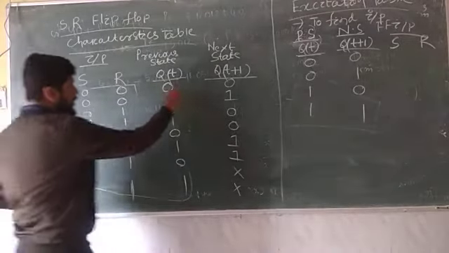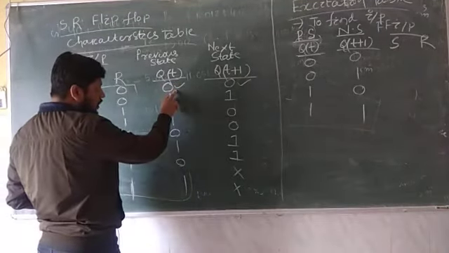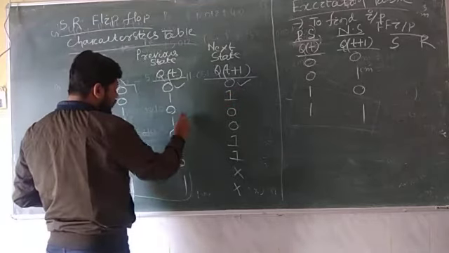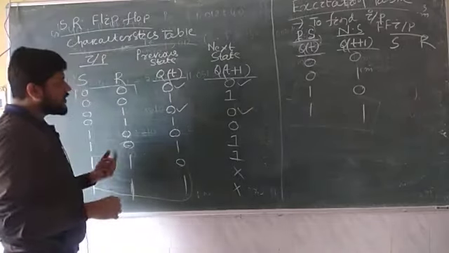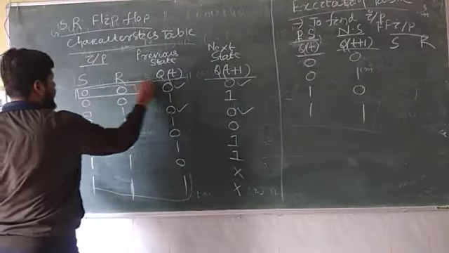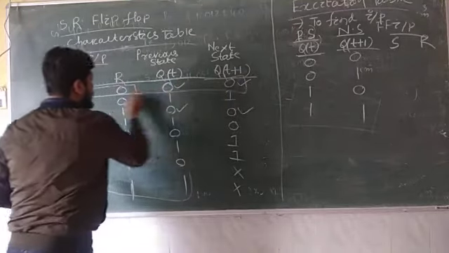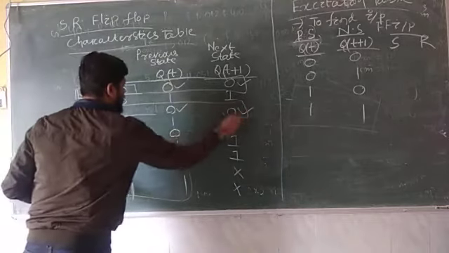When Qt is 0 and Qt+1 is 1, you can see here Qt is 0, Qt+1 is 1, and here also Qt is 0, Qt+1 is 1. So these are the 2 possible cases for which Qt is 0 and Qt+1 is 1. This is one case and this is another case.